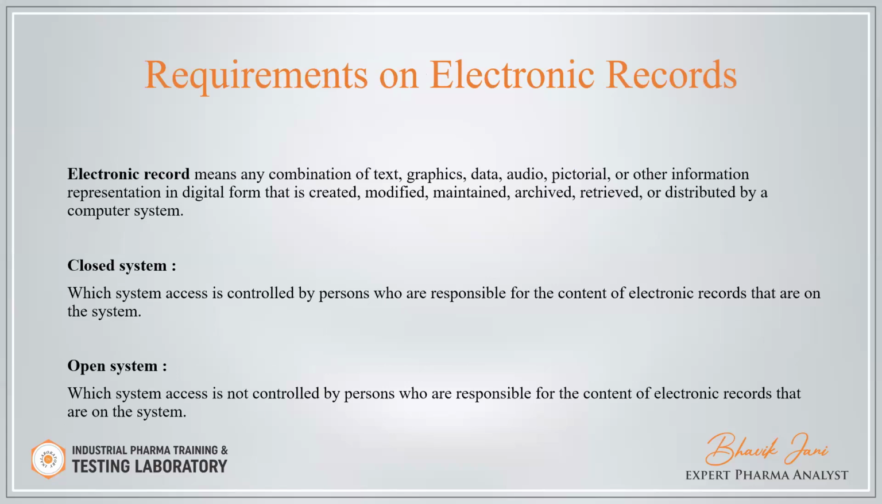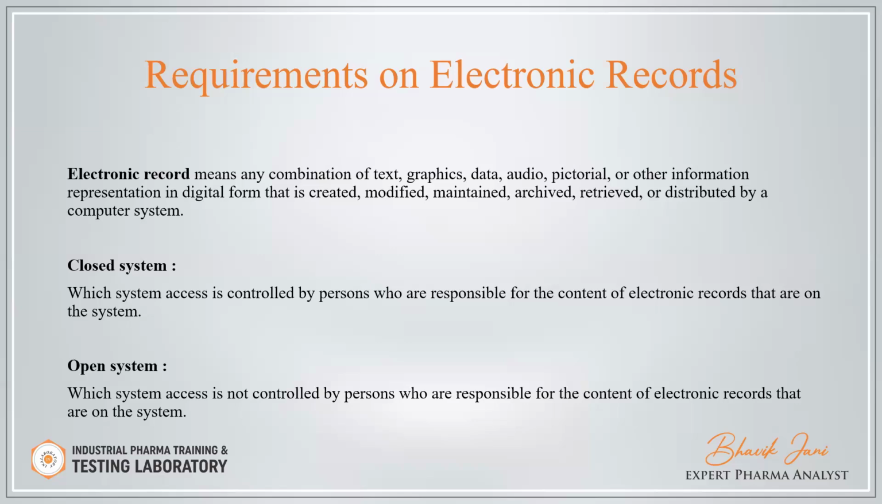Now we discuss the electronic record. The electronic record means any combination of text, graphic, data, audio, pictorial, or other information represented in digital form that is created, modified, maintained, archived, retrieved, or distributed by the computer system. Whatever data is available in our computer, whatever data is generated by the software, is called an electronic record.